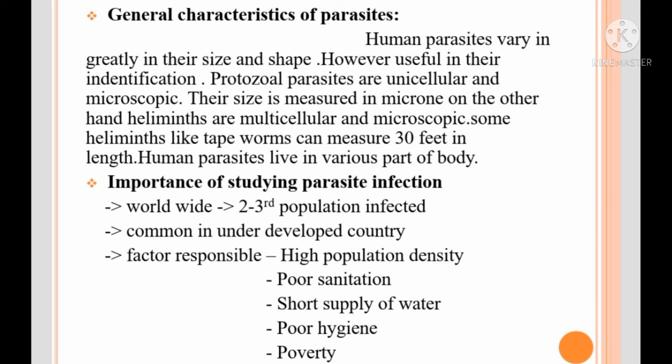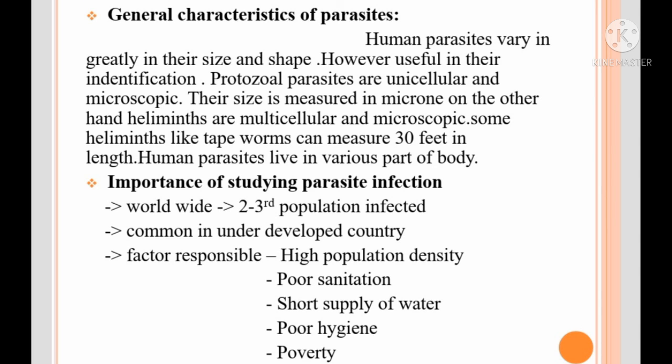General characteristics of parasites. Human parasites vary greatly in their size and shape, which is useful in their identification. Protozoal parasites are unicellular and microscopic. Their size is measured in microns. On the other hand, helminths are multicellular and macroscopic. Some helminths, like tapeworm, can measure 30 feet in length. Human parasites live in various parts of the body.